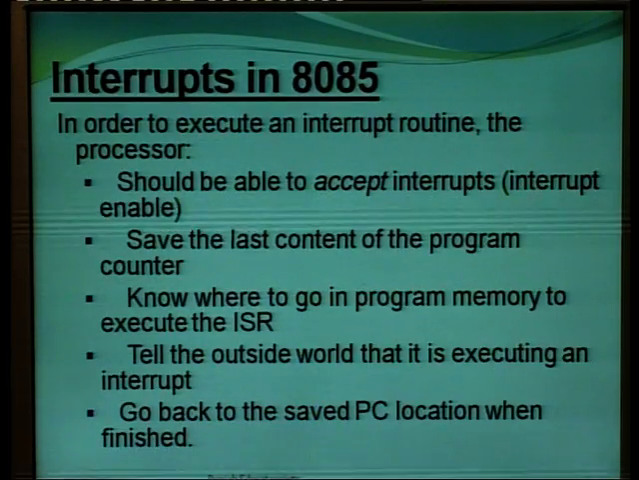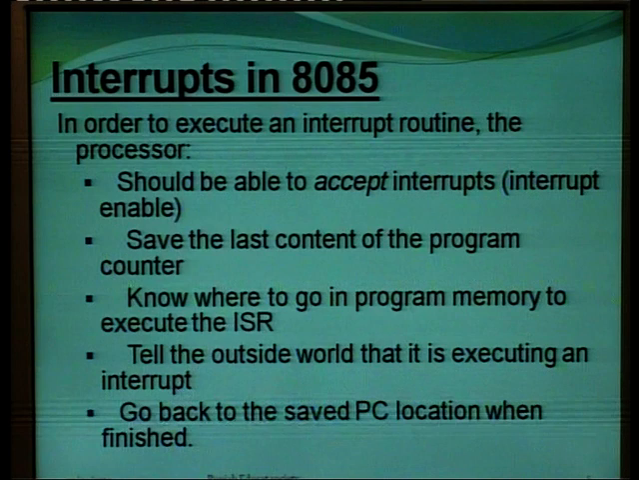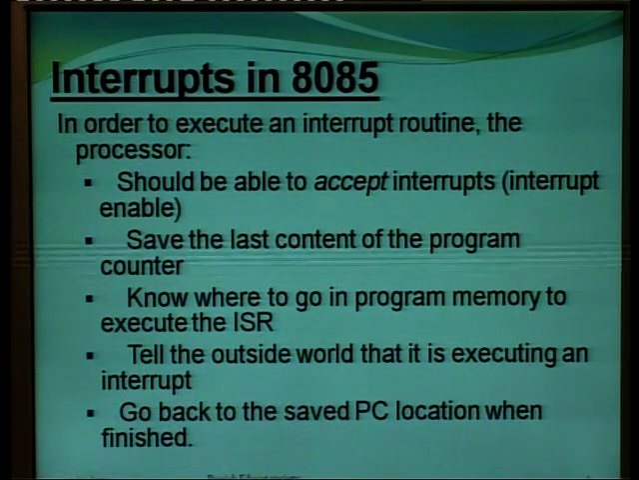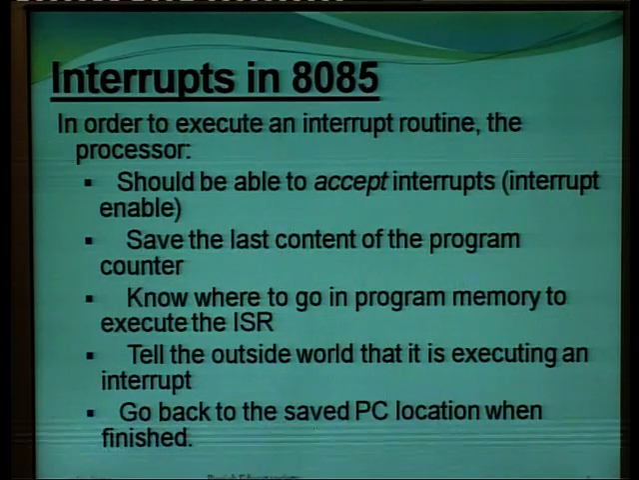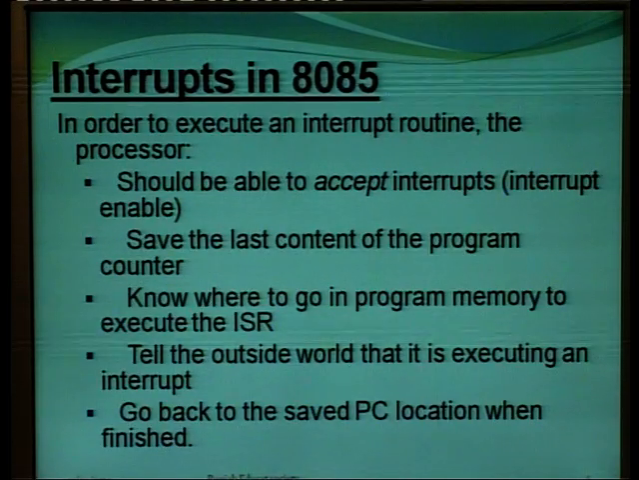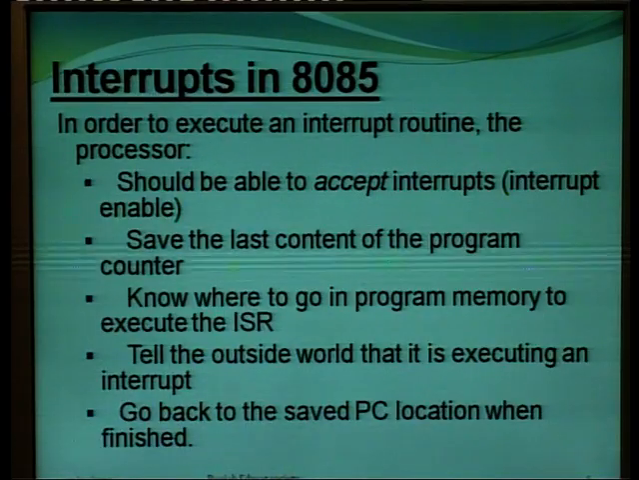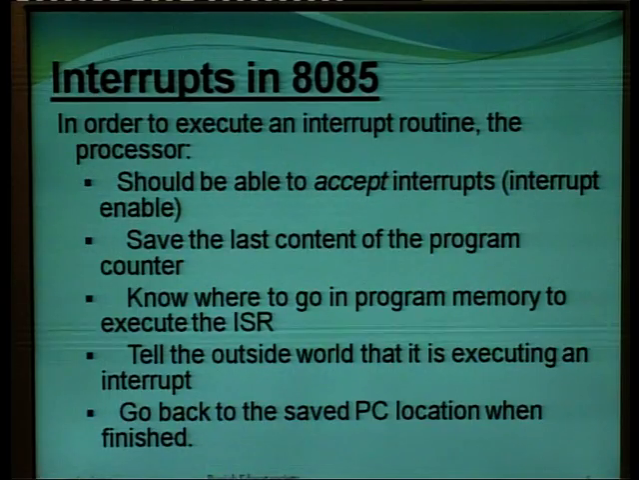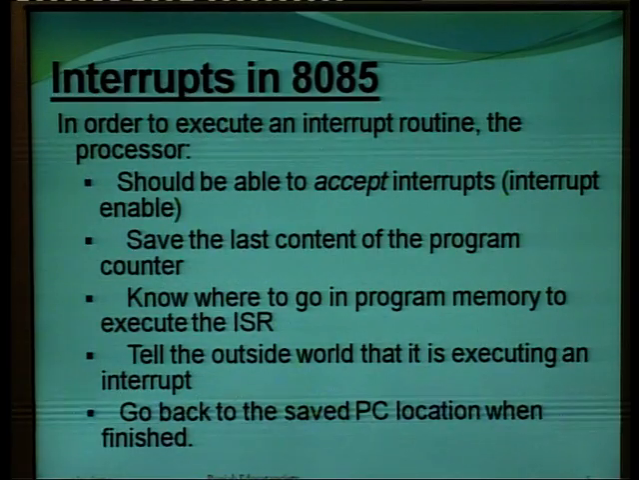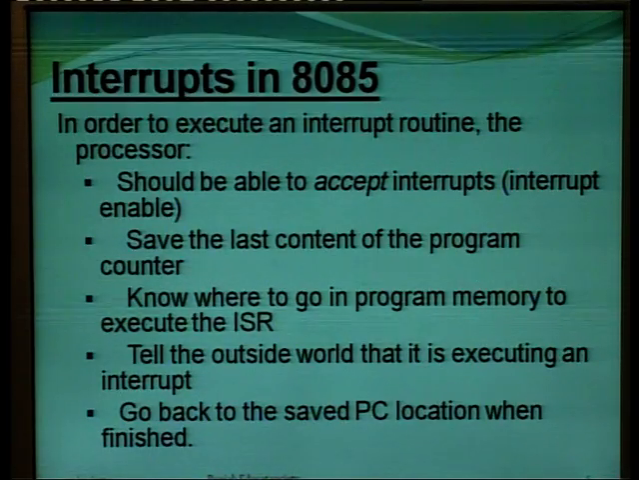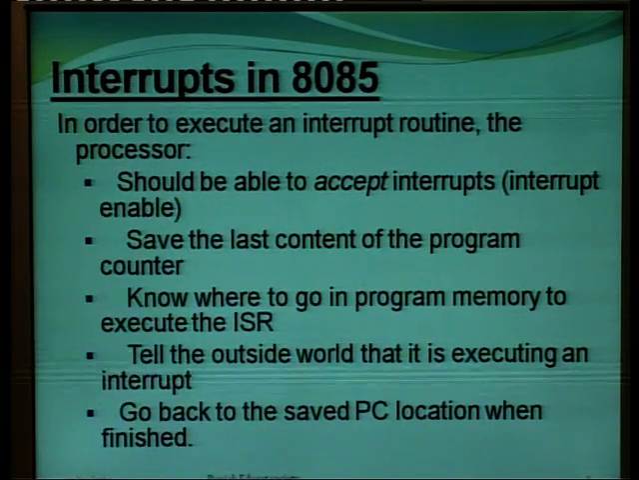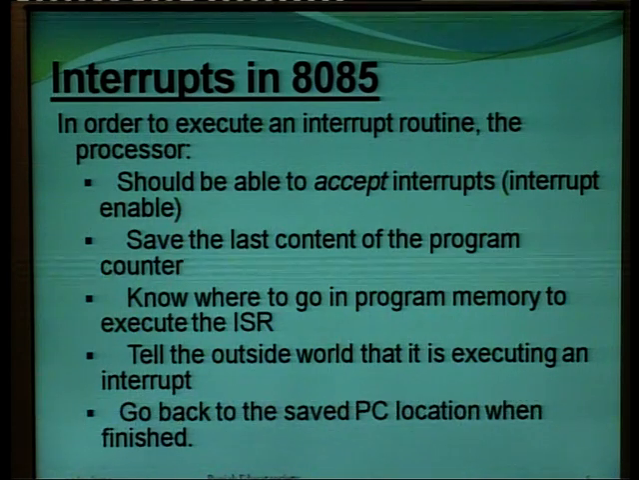Then the second point, save the last content of the program counter. So, before going to the ISR, the processor saves the last content of the program counter, then knows where to go in program memory to execute the ISR, then goes to the particular ISR, tells the outside world that it is executing an interrupt, then goes back to the saved PC location when finished. So, it will return to the position from where it went to the ISR.